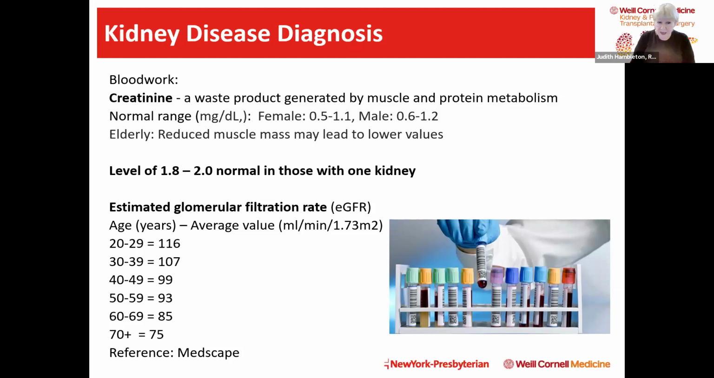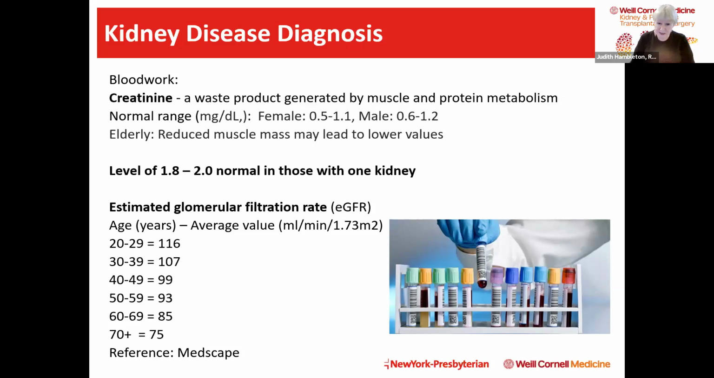So estimated glomerular filtration rate is another level that we use, and you commonly hear this known as eGFR. Your normal levels of eGFR is, if you're someone in your 20s, then we would expect, on average, for your eGFR to be around 116. If you're in your 30s, it's 107 or thereabouts. In your 40s, it drops down to 99. In your 50s, down to 93, and your 60s, 85. If you're 70 and older, your GFR on average would be in the 70s range.